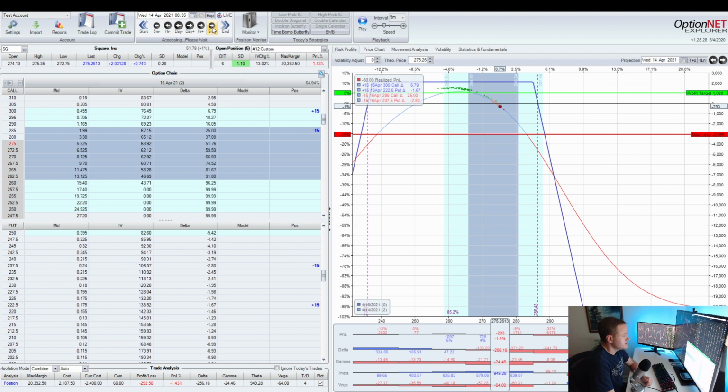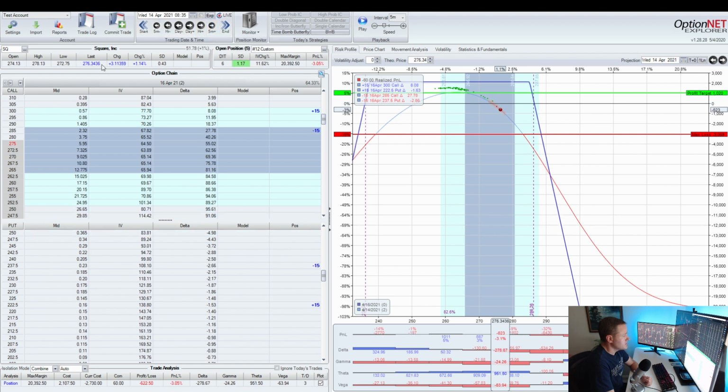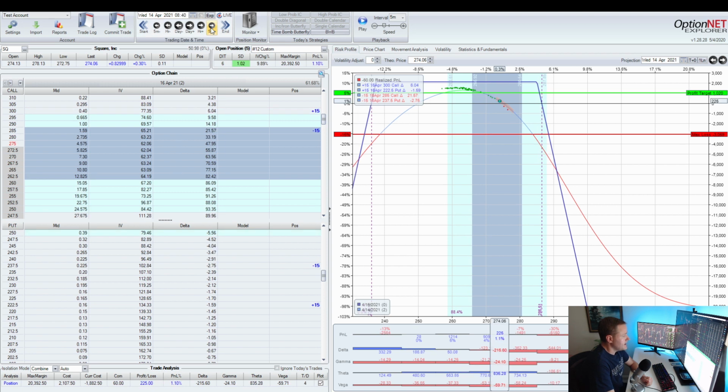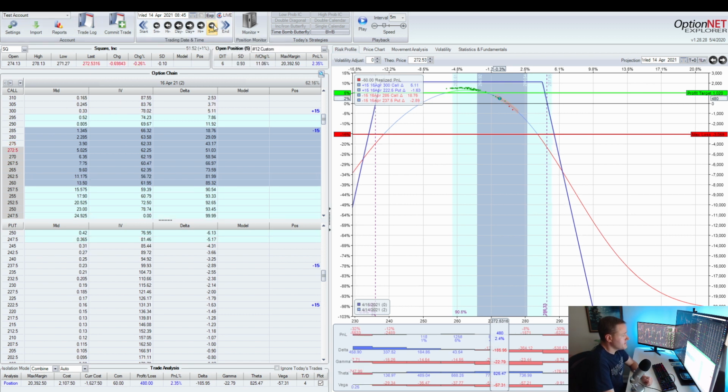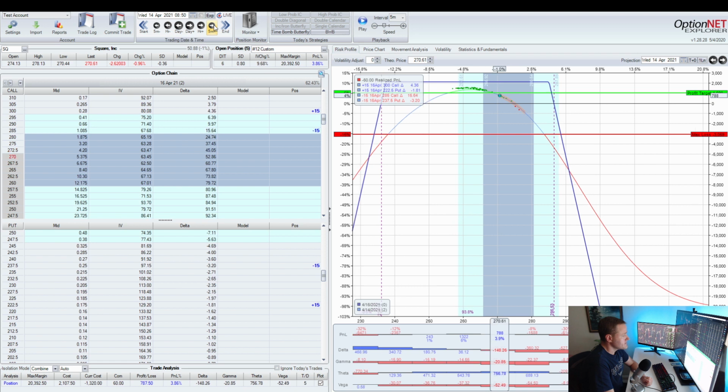So we advance to 8:35. Square pushes up to 276, so of course the spread is going to go more red. Go to 8:40, Square is at 274, and now the spread has gone profitable. So that was that last push up, and then now Square is starting to come back down. So now we're profitable on the spread. Let's go to 8:45. Square's already down to 272. Spread's up to $480 profit.